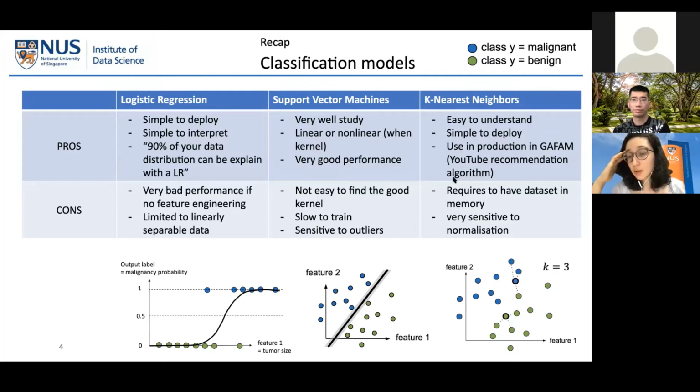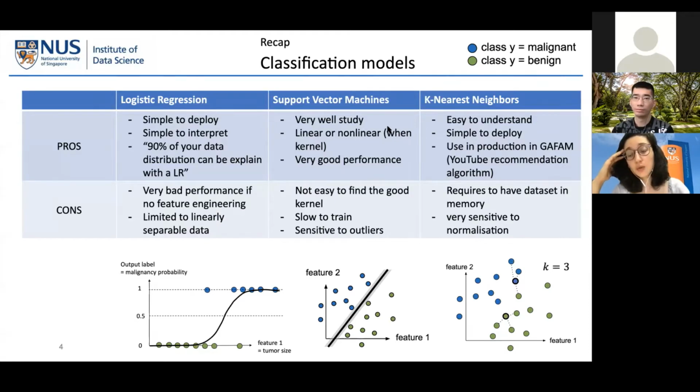And k-nearest neighbor is quite intuitive to understand. So that's an advantage. It's also quite simple to deploy, but one main drawback is that it will require you to have your data set when you share your model. You need to share the data set with the model, right?